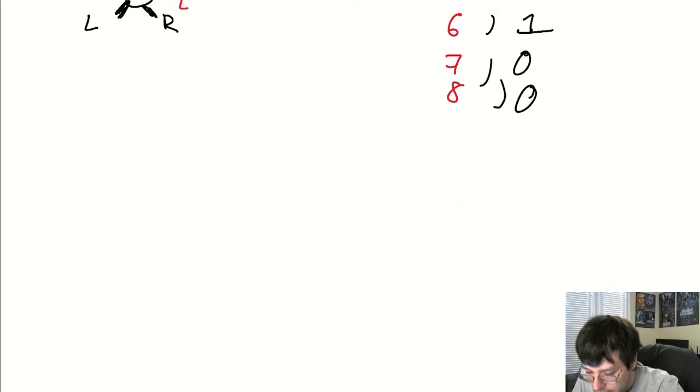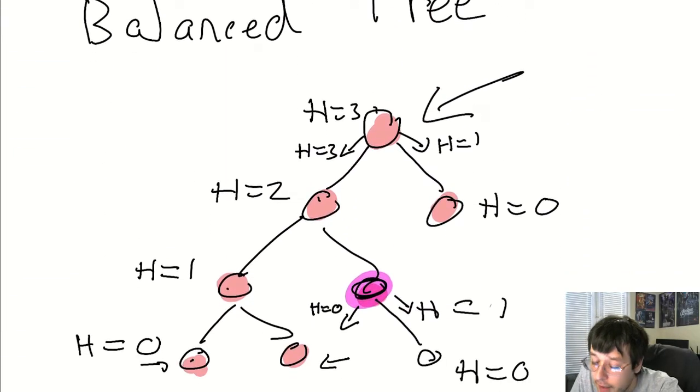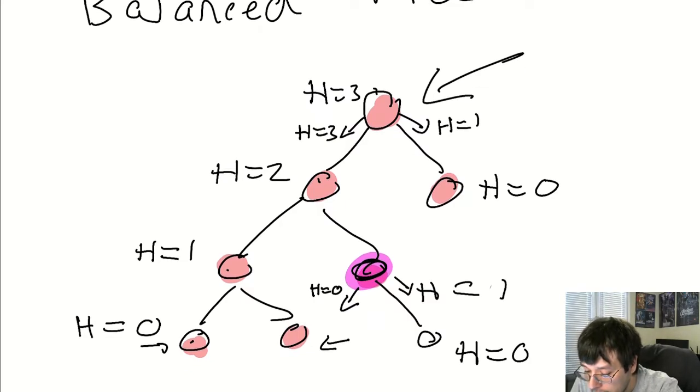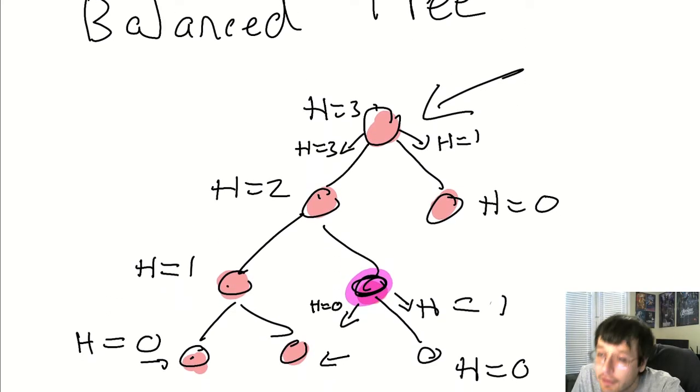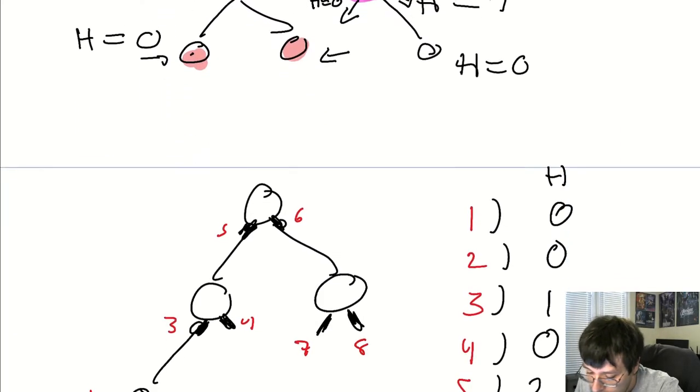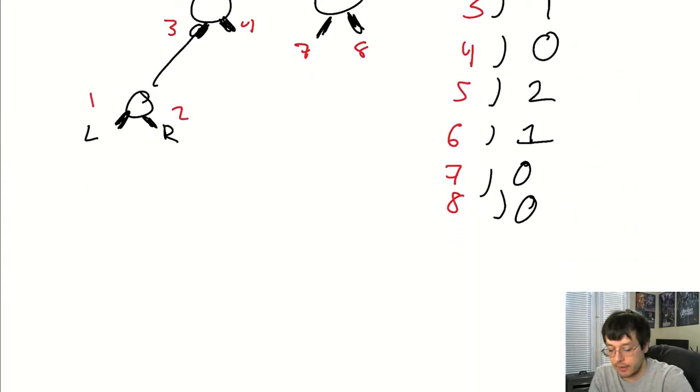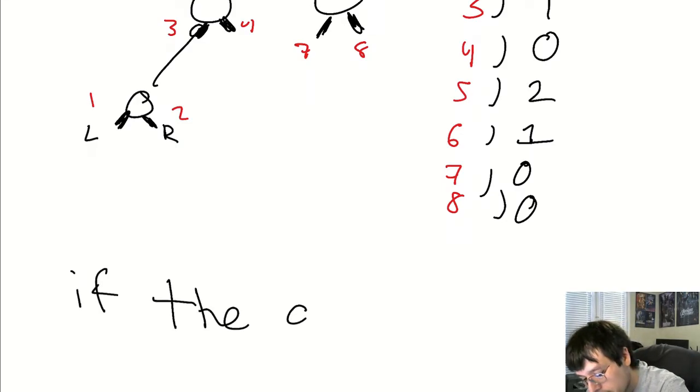So, now that we understand how to compute the sub heights of the left and the right children, let me go ahead and explain to you what a balanced tree is. A balanced tree is going to be a tree where for every single node, the difference between the left and the right heights has to be less than or equal to 1. Okay? So let me actually write that down. This is really important.